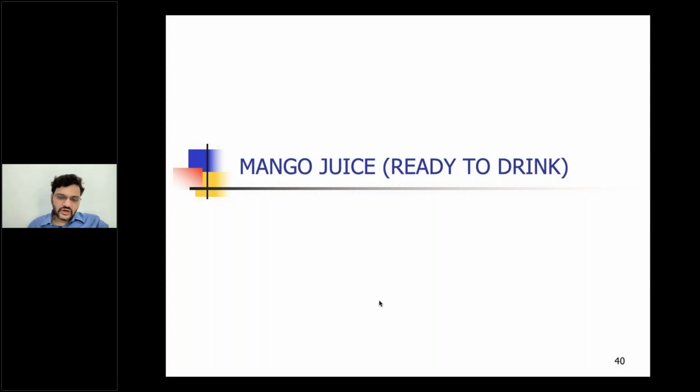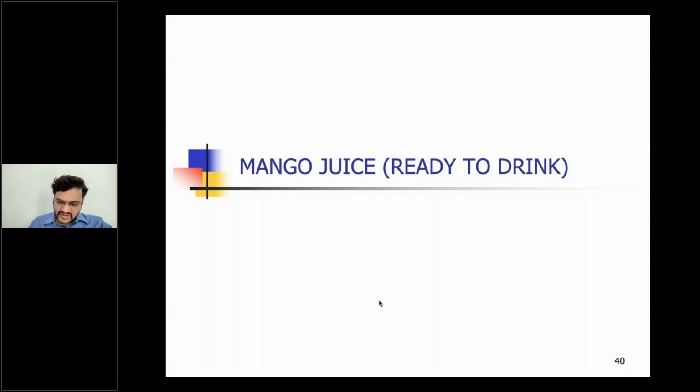So now we have covered the two most commonly used practices for processing of mangoes, which is mango pulp processing and frozen mango processing. Now we will come to some of the other additional and supplementary forms of processing of mangoes, which are commonly used. So first is mango juice, which is juice in ready to drink form.